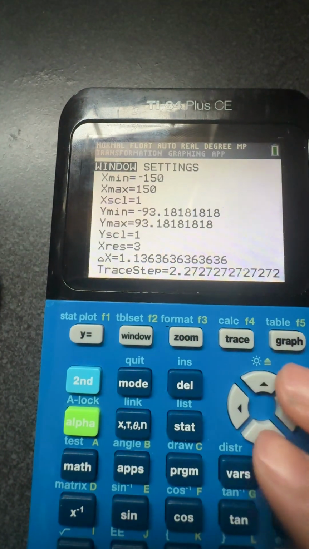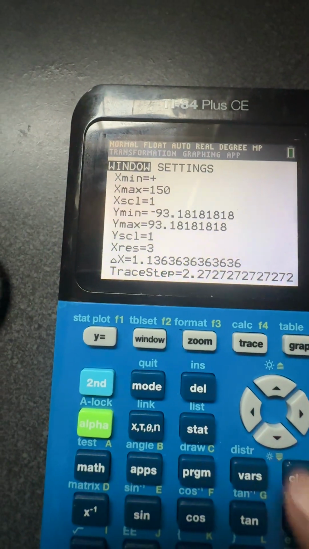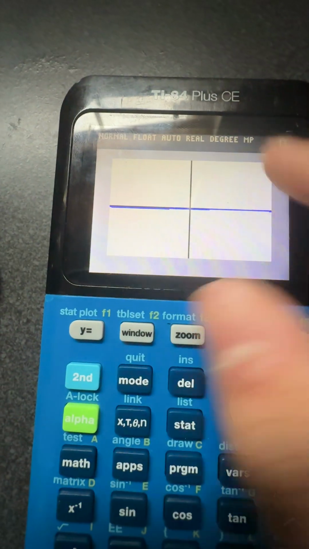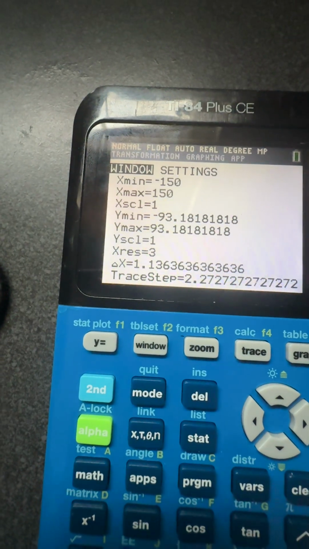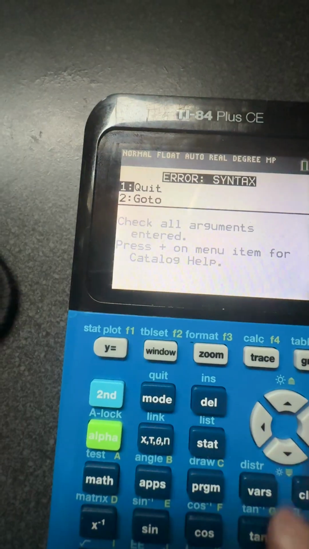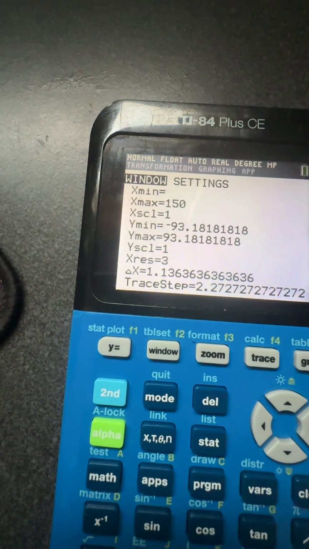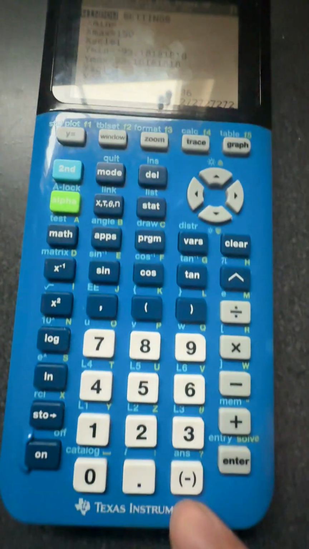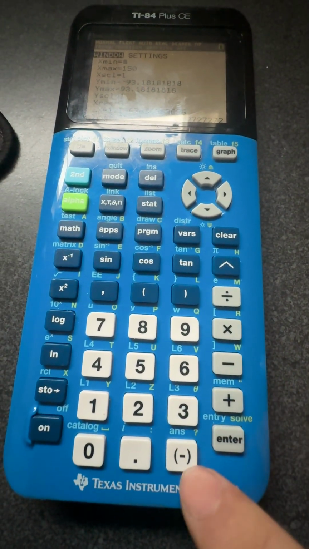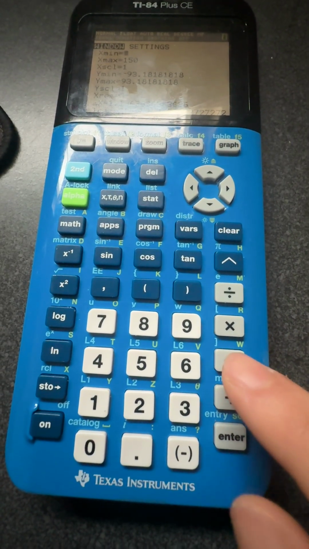Actually, let's change the window to make this a little bit better. So this is the window thing. You change it to change how big this box is. So I'm going to set this to negative 10. Make sure you hit this as your negative sign, not this. This is minus. This is negative. So if you got a negative something, hit this, not that. This will cause an error.